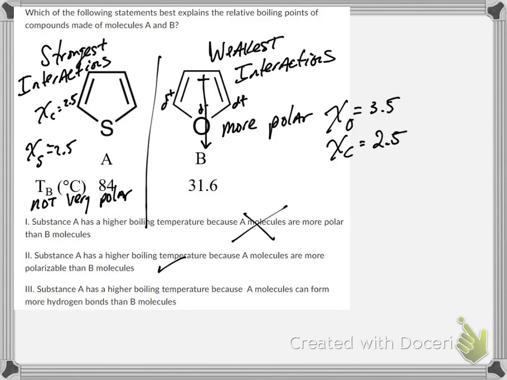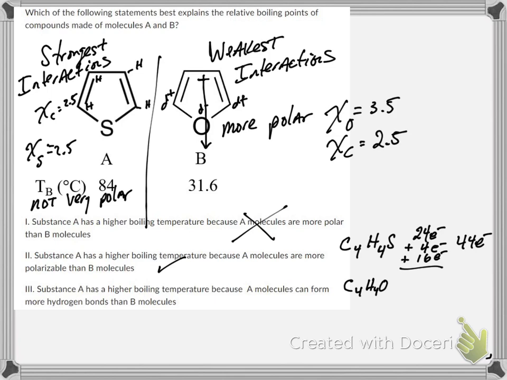What about 2? Substance A has a higher boiling point because A molecules are more polarizable than B molecules. For that, we need to look at the formula. C4H4S, we count the number of electrons, carbon atoms, hydrogen atoms, sulfur, total up to 44 electrons. We do the same for oxygen, 24, 4, and now 8, and we get 36 electrons. So it's clearly the sulfur, the C4H4S, is more polarizable.